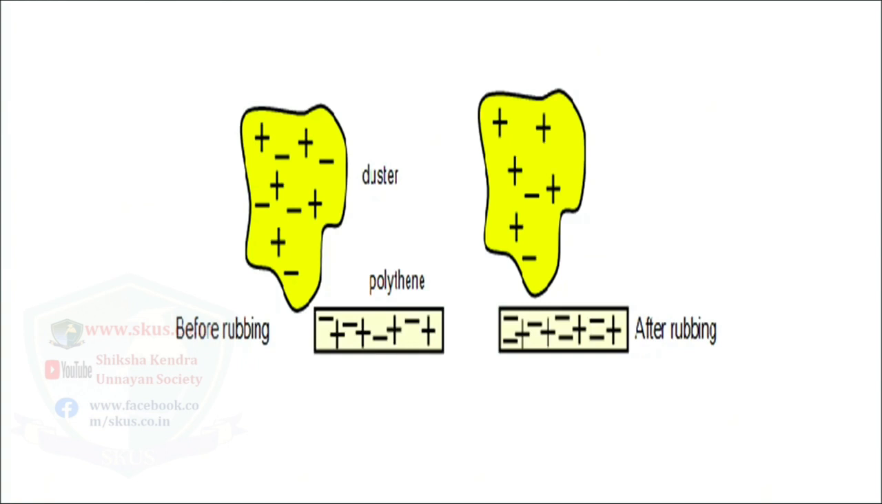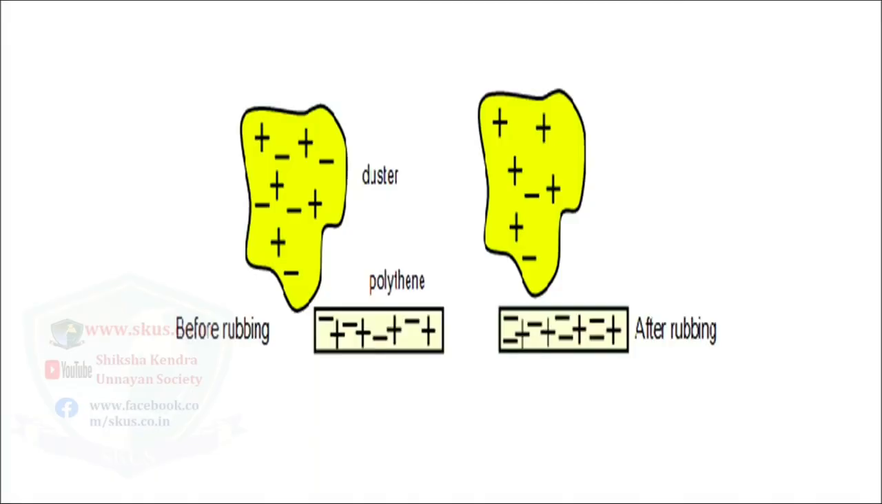Here, in the yellow color, you can see the duster, and the polythene strip is shown in white color. Before rubbing, both were uncharged. The positive charge and the negative charge were equal on both the polythene strip and the duster. But when you rub the duster with the polythene strip, you can see in the figure that the positive charge is more and the negative charge is less.